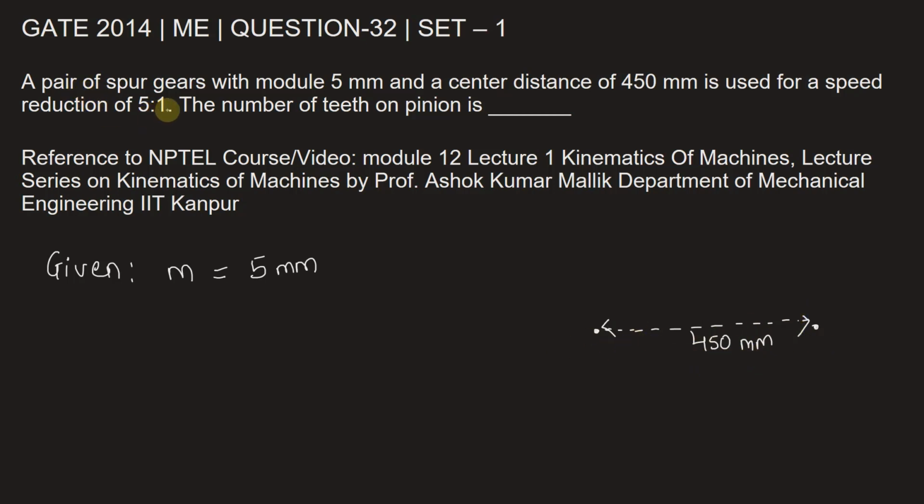Speed reduction is 5:1. So we can write speed of pinion gear divided by the speed of main gear is equal to 5/1, because they are saying speed reduction is of 5:1. That means pinion gear will have higher speed. We have to calculate the number of teeth on pinion gear. So we have to calculate Tp.